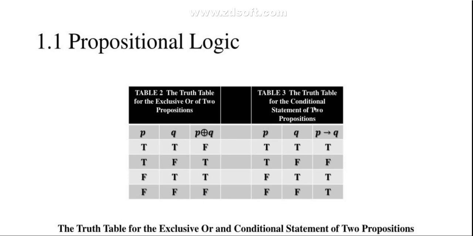Again, table 3, the truth table for the conditional law. Keep in mind, when P is true and Q is false, P conditional Q will be false. But here both are true, so the result will be true. P is true, Q is false, as studied before, so the result will be false. P is false, Q is true, the result will be true. P is false, Q is false, true. This is the single condition: when P is true and Q is false, the result will be false.